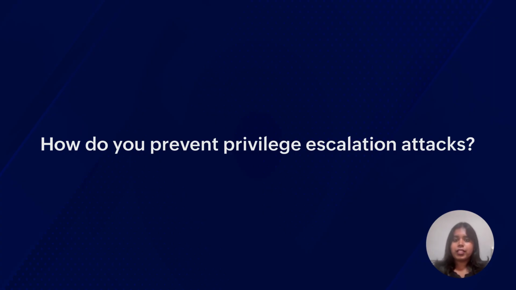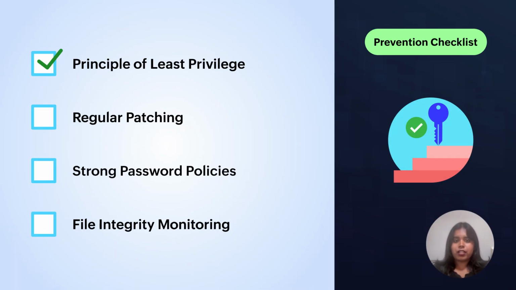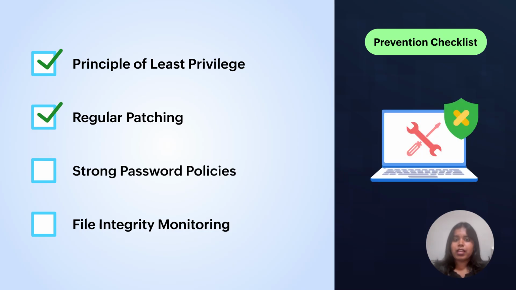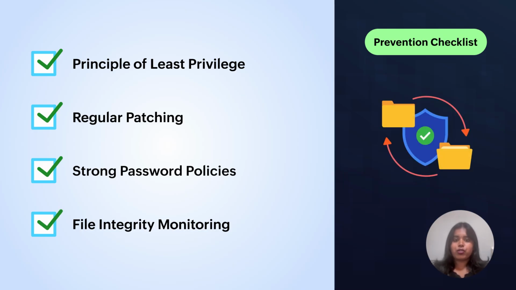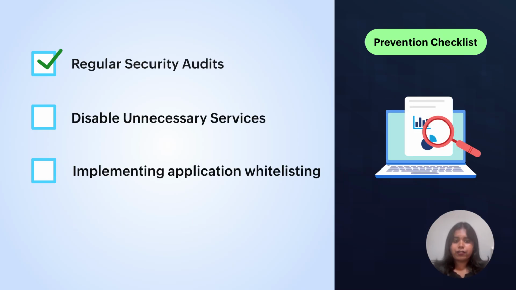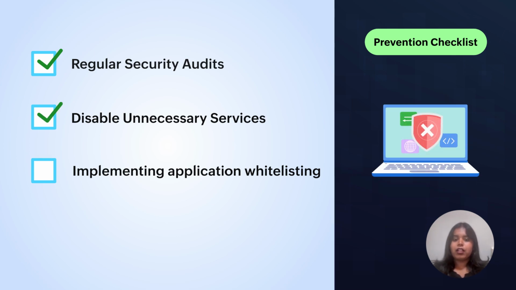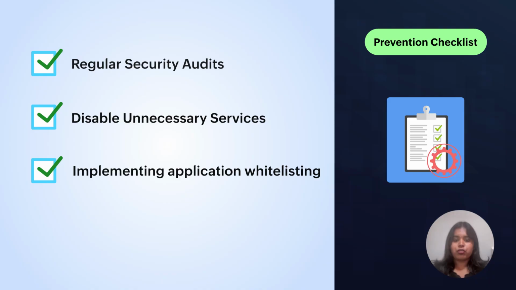Now, implement these steps. Grant only necessary permissions. Keep systems and applications updated. Enforce complex passwords and multi-factor authentication. Track changes to critical system files. Identify and fix misconfigurations. Minimize the attack surface. Allow only approved applications to run.